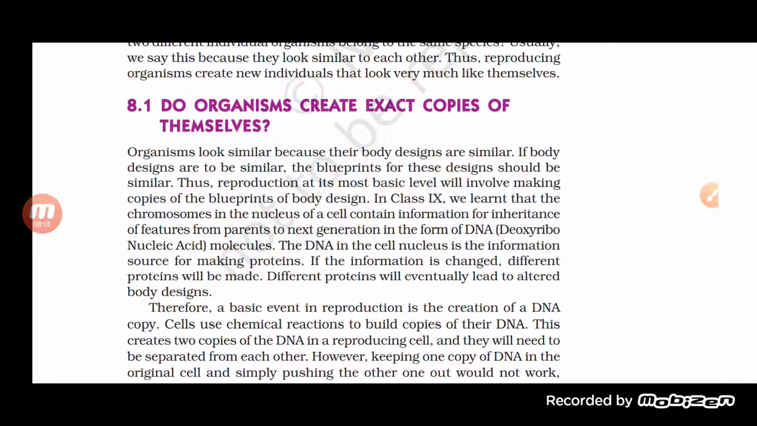Here is one more thing before we go further, and that is parents and offspring. The existing organism, or the organism which produces or shows the reproduction, is called the parent, and the new organism which is produced from the parents is called the offspring. So offspring are what? They are the new organisms. Now let us see: do organisms create exact copies of themselves?